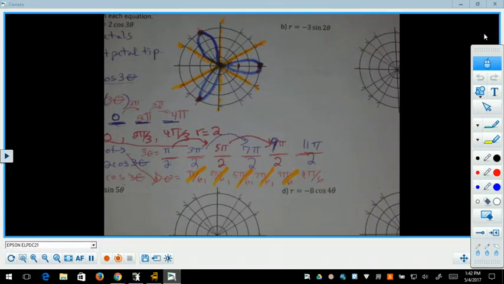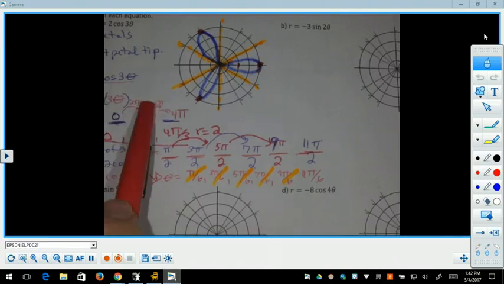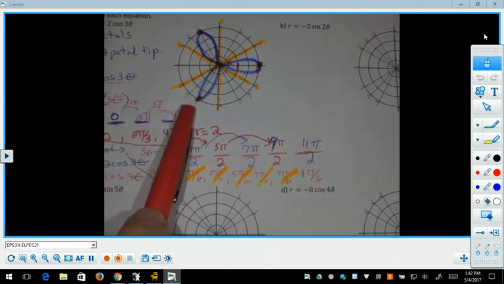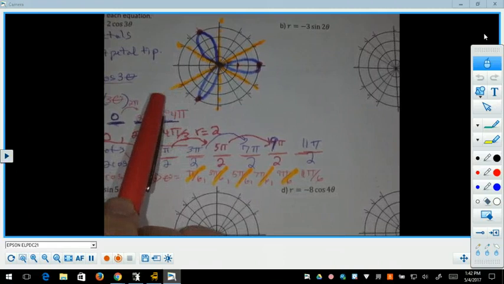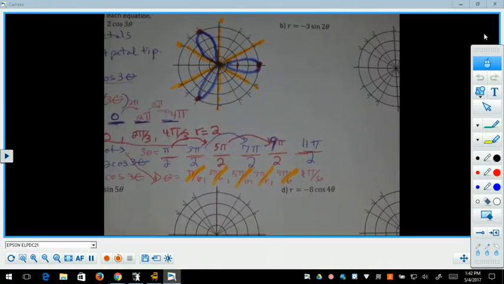So you don't have to have every specific angle. It's going to be a little bit different. Any questions on this one? How we got the tips of the petals or how we got the asymptotes? Yes, Kristen? How did you get pi over 2 and 3 pi over 2?